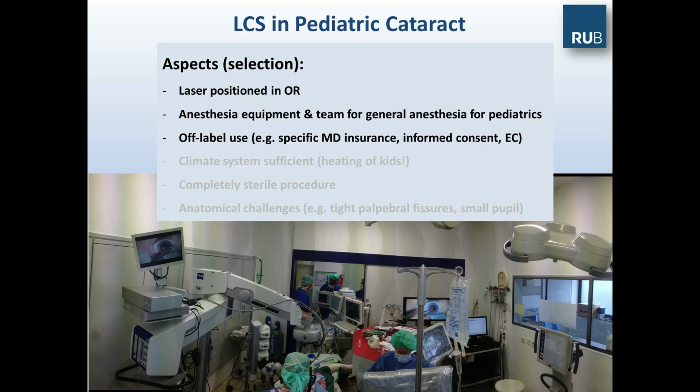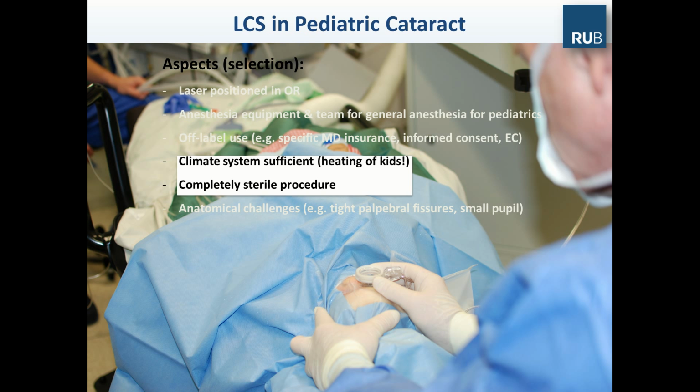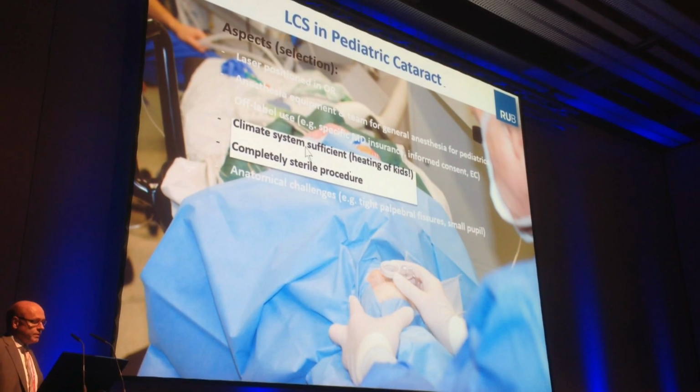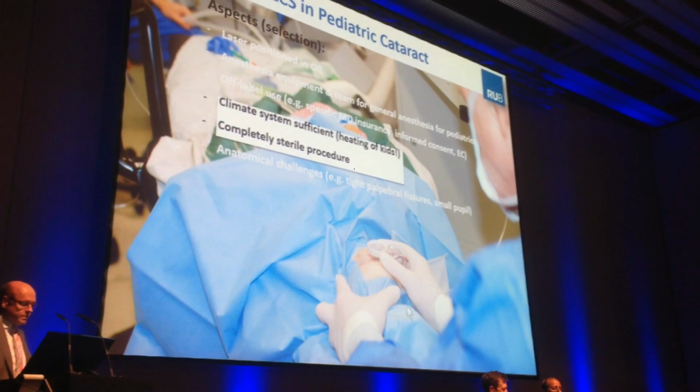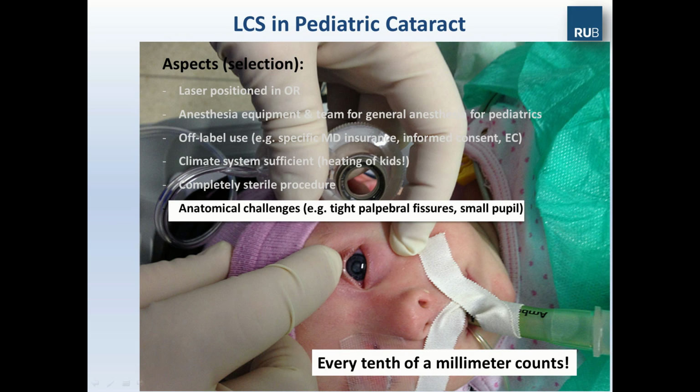So what are the aspects and prerequisites in terms of performing this kind of surgery in pediatrics? Well, the laser has to be in the OR. You need good anesthesia equipment for pediatric cases, and a team. It's an off-label use, that means you have to inform the parents about this, for example. Then, of course, because of the warming of these very young humans, you need a sufficient climate system. And you're doing this under completely sterile conditions.